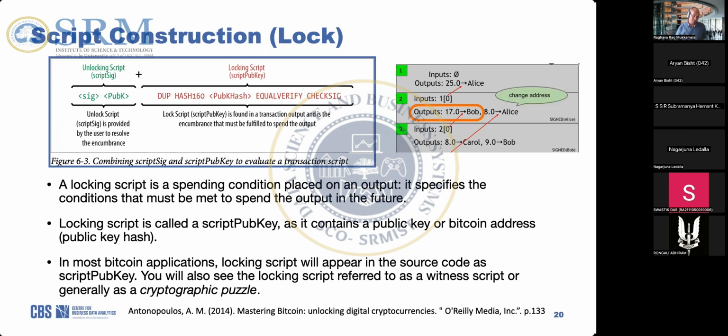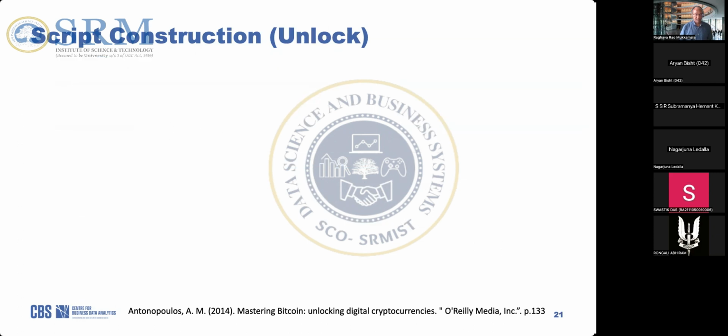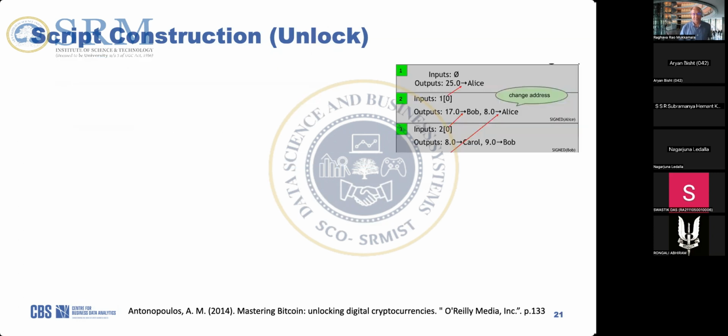For the time being, just postpone it, and then we say that the locking script contains instructions about the public key and the conditions which need to be satisfied to spend the resource on which this public key, this condition, is imposed, right? Okay, now let us go to the unlocking script.